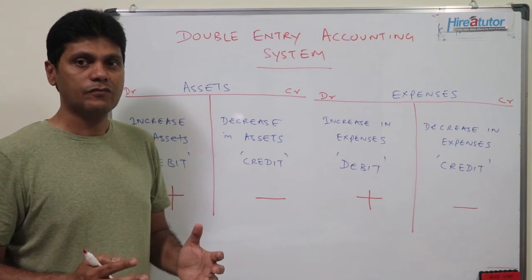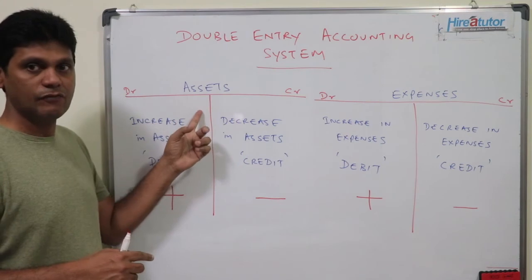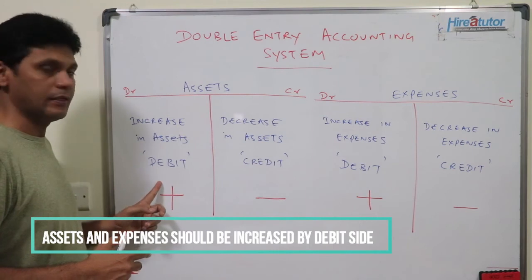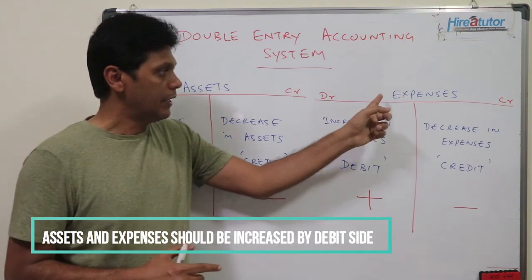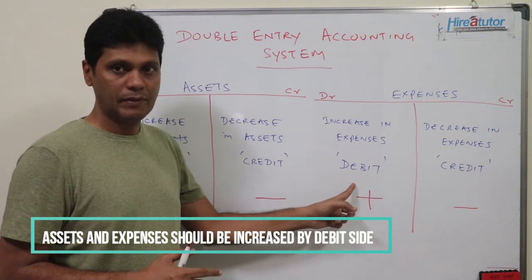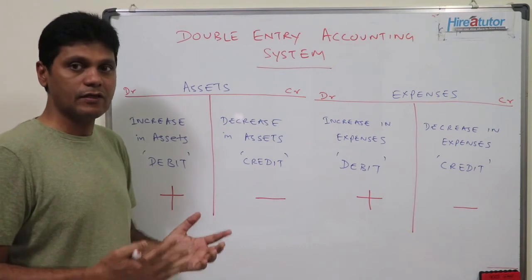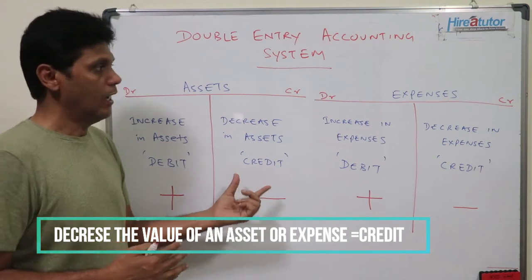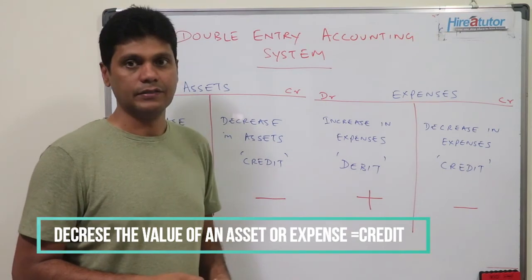Generally, the following types of accounts are increased with a debit. When you look at the assets, if you want to increase the value of assets, you need to debit the asset account. At the same time, if you want to increase the expenses, you need to debit the expense account. On the other hand, if you want to decrease the value of the asset, it should be credited. And also the expenses, if you want to decrease them, you need to credit.